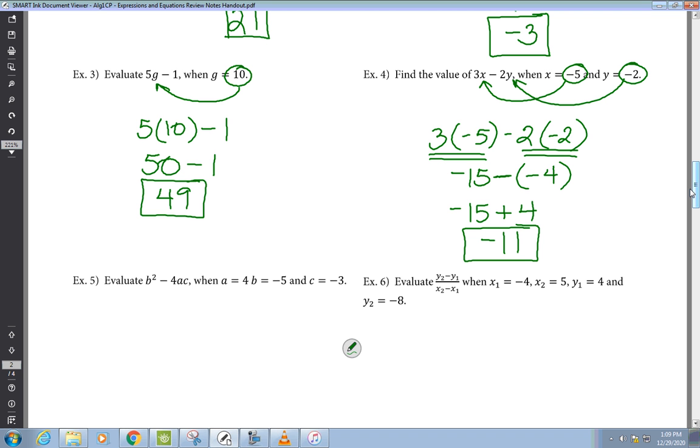So again, integers, positive and negative numbers are going to happen. So if you struggle with positive and negative numbers, make sure you review the section on operations with integers. Positive and negative numbers are going to happen.